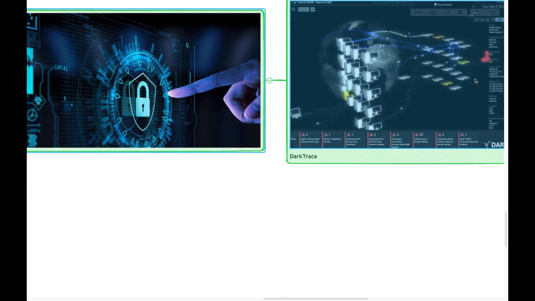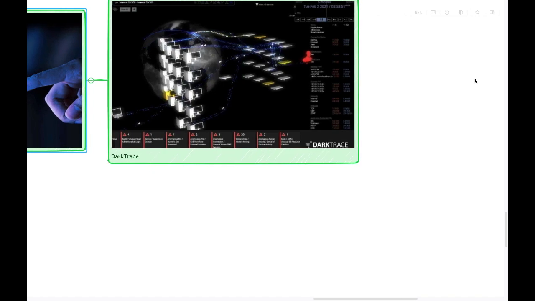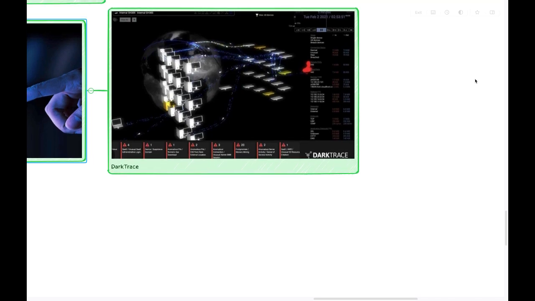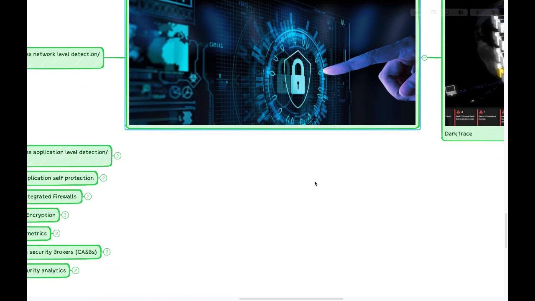Example tool: Darktrace is an AI-powered network security platform that uses unsupervised machine learning to understand and model the normal behavior of an organization's network. It can identify deviations from this baseline and detect potential threats in real time, even if the threats are previously unknown or have no identifiable signatures.